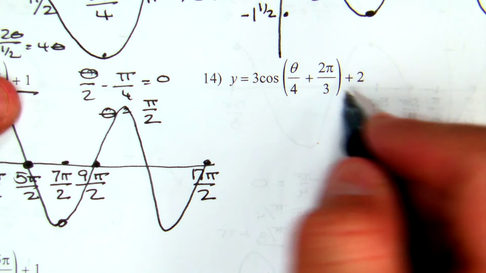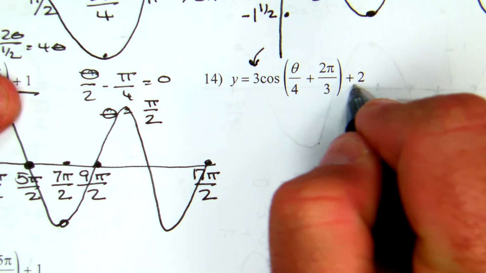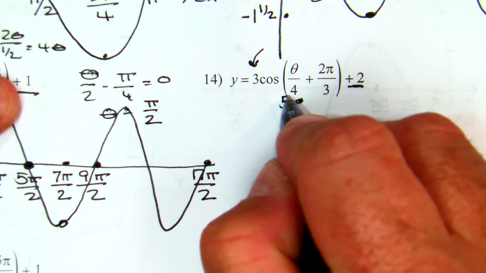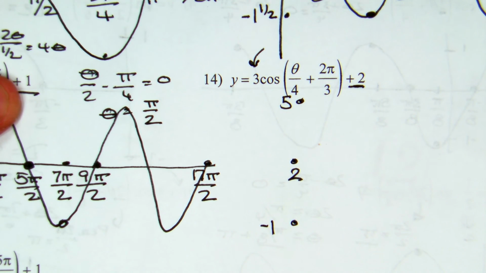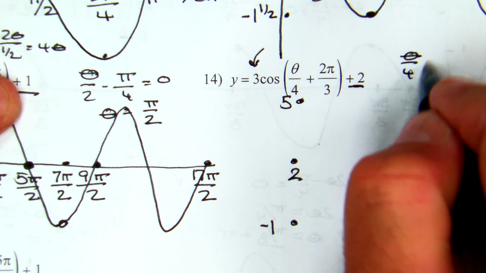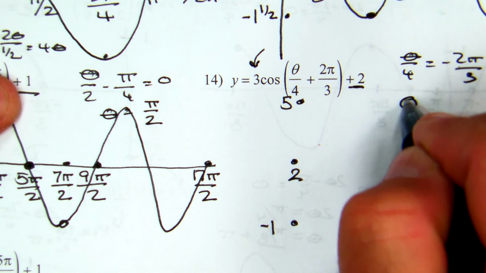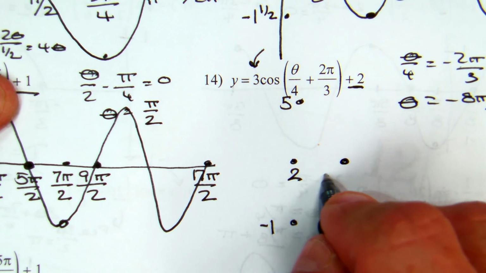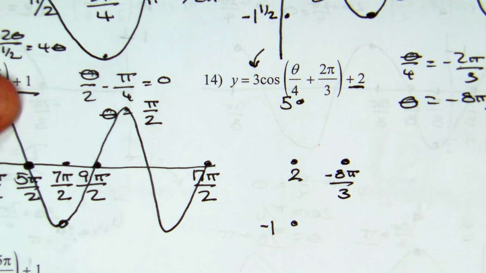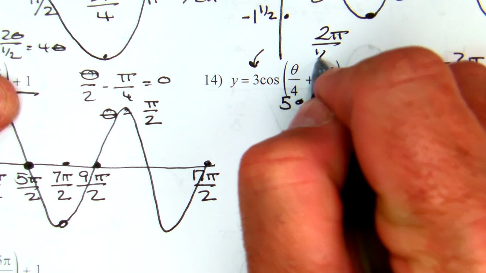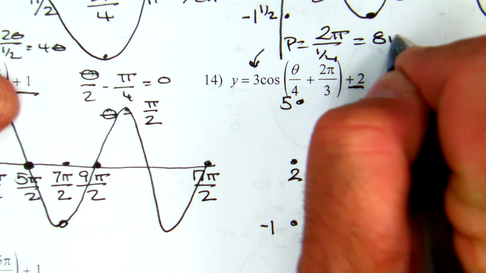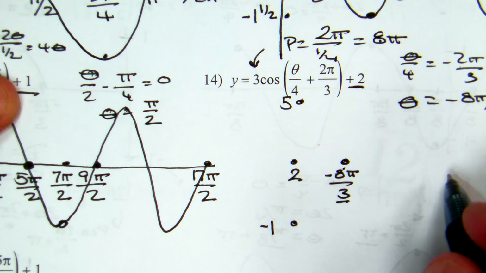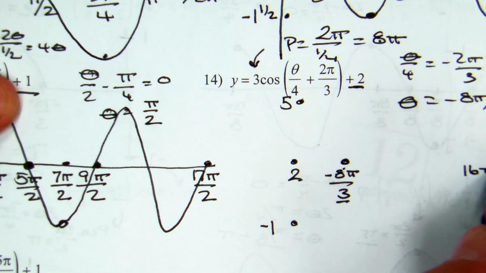All right. So, again, amplitude is 3, midline is 2. So my middle one's going to be 2. Add 3 to get 5. Subtract 3 to get negative 1. Negative 8 pi over 3 is my left endpoint. So this is negative 8 pi over 3. My period is 2 pi divided by 1/4, which will give me 8 pi. My denominator is 3. 3 times 8 is 24. So I'm going to add 24 to my numerator, which is negative 8. That gives me 16 pi over 3.